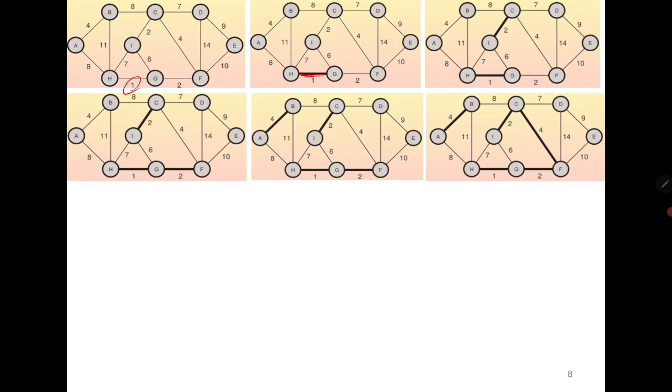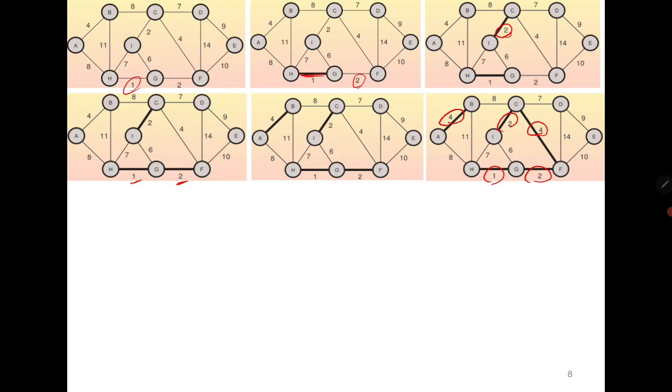I picked this one. Then for the next, there are two choices, and since there is more than one choice, the solution may not be unique. So two choices are there. I picked this one. Again the next choice is 2, so I picked this one because it is not forming a cycle. After that the next choice is 4, so 1, 2, 2, 4. Then the next choice is 4.